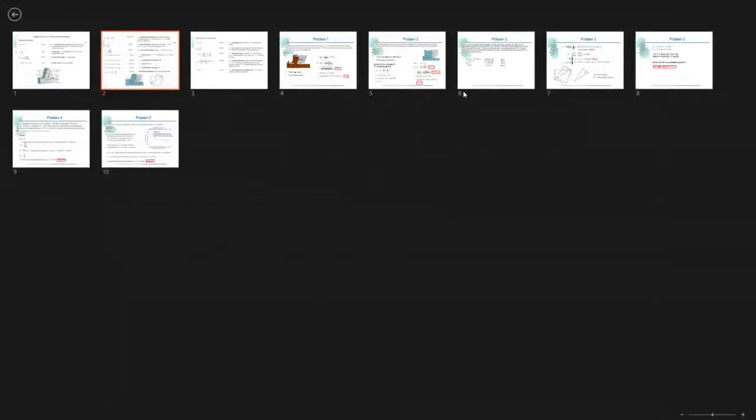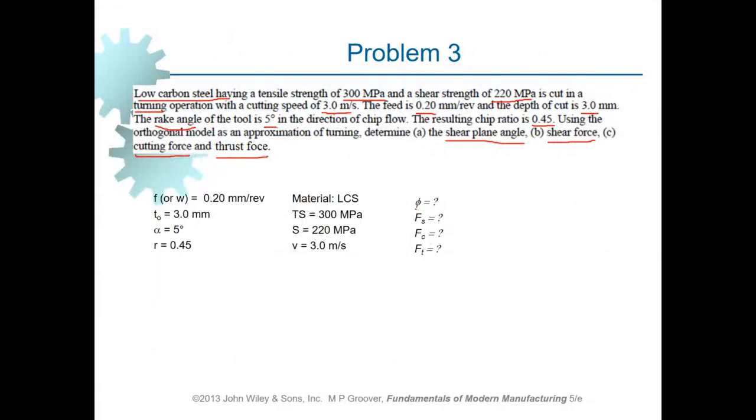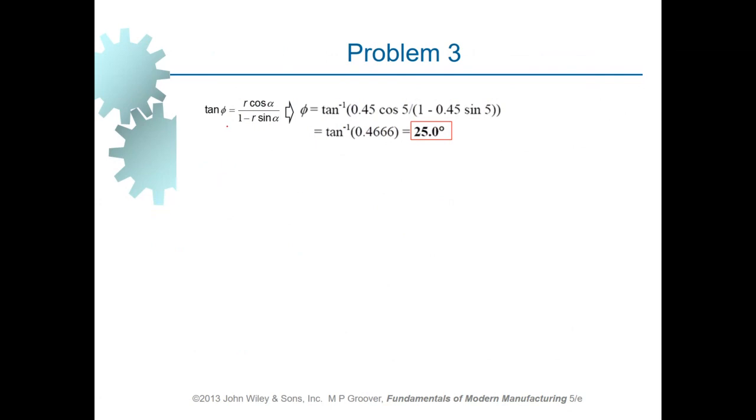Now let's return to the statement of the problem, this one. Okay, first we compute phi, which is the shear plane angle. If we make use of the equation that we have taken from the first slide, we have the values of R and alpha. So we simply substitute all the values, which gives us the value of the shear plane angle, and that is 25 degrees. It's easy, straightforward, so we substitute the values and get this computed.